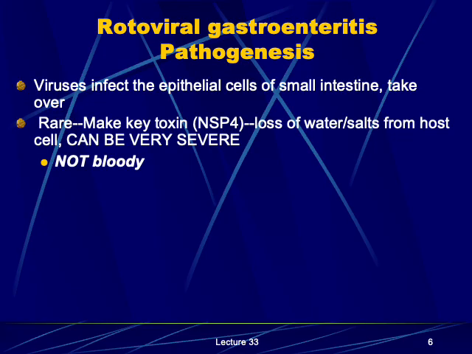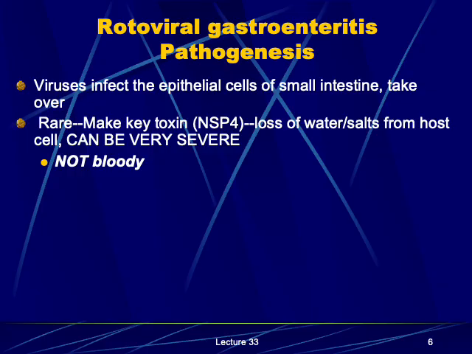This is rare to see in a virus, but they actually make a toxin. It's not just reproducing in your cells that hurts you. It's called NSP4, the non-specific protein number 4, because they weren't sure what it did. It ended up being a toxin that causes the loss of water and salts from the epithelial cells. It can be very, very severe. The poop becomes very watery, bad liquidy diarrhea, but it's not bloody.